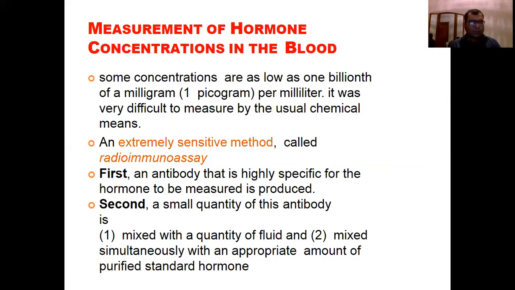Most hormones are present in the blood in extremely minute quantities. Some concentrations are as low as a billionth of a milligram, 1 picogram per milliliter. Therefore, it was very difficult to measure these concentrations by the usual chemical means.